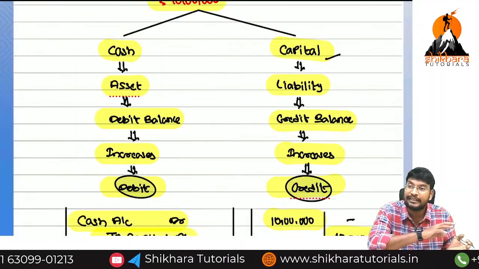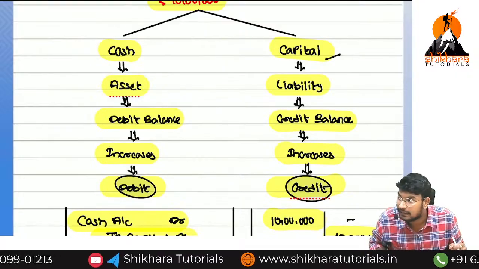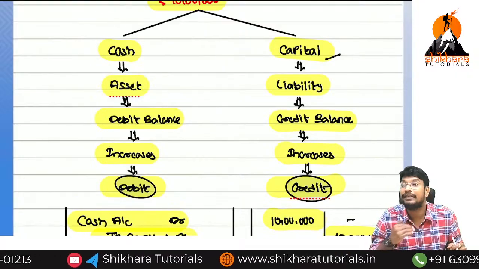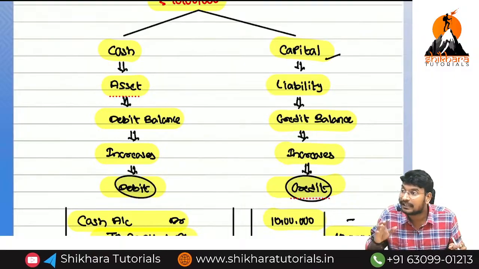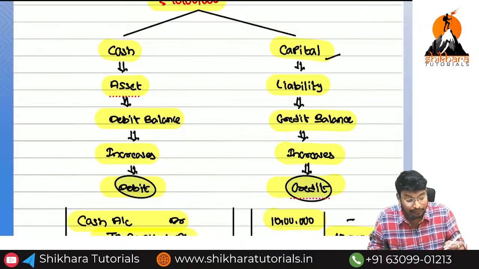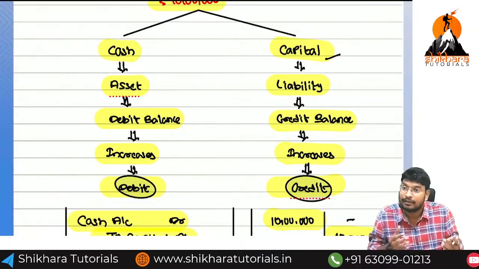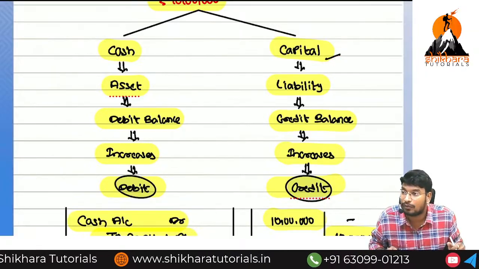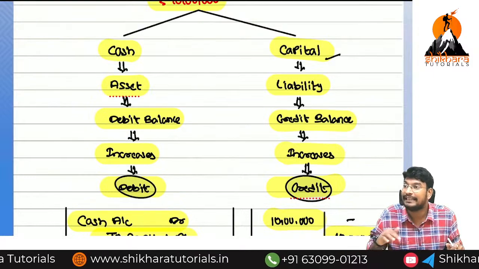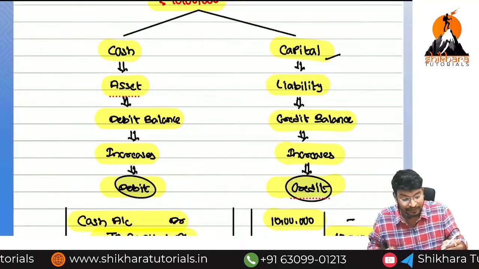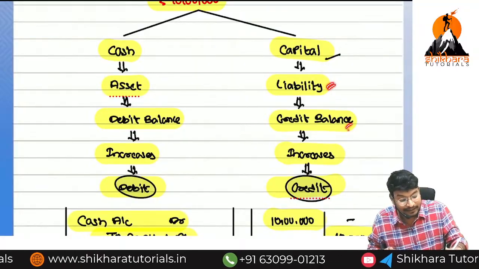For example, if we take a loan from the bank, the liability will increase. When we repay the loan, the liability will decrease. Now, we are taking the capital from the owner. That means we have just taken it. Does my liability increase or decrease? Increases. So the liability, credit balance, increases.